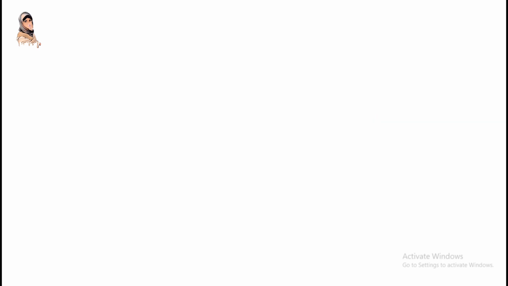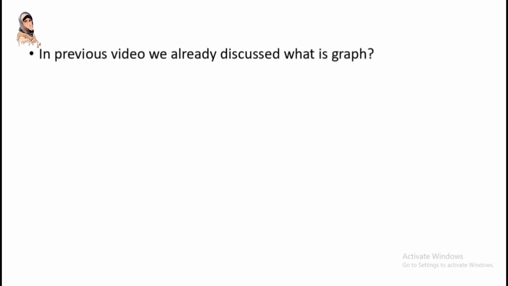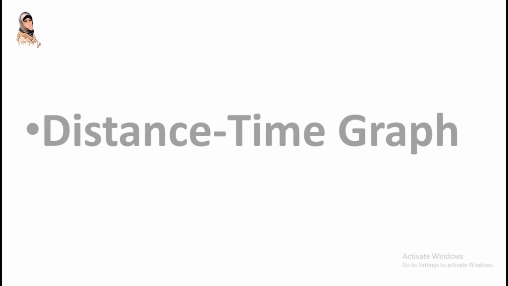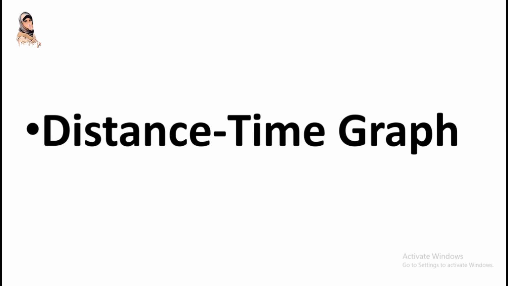This is Graphical Analysis of Motion lecture number 2. In the previous video we have already discussed what a graph is, so if you want to watch it, the link is in the description. But in this video we are going to discuss the distance time graph or position time graph. So let's start our video.